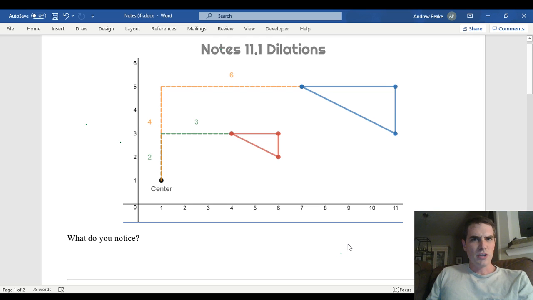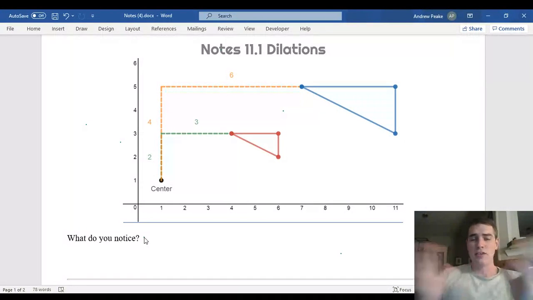Okay, so today we're talking about dilations. The first thing I want you to look at here is what do you notice about this graph? What I was hoping you would notice is the rise over run from the center to the smaller red triangle. It's 2/3, and then it's doubled when you go from the center to the blue triangle.